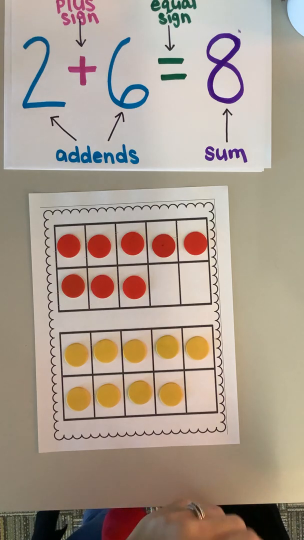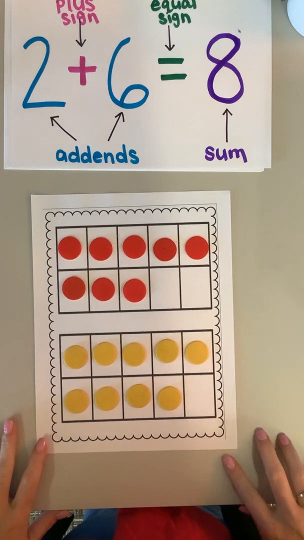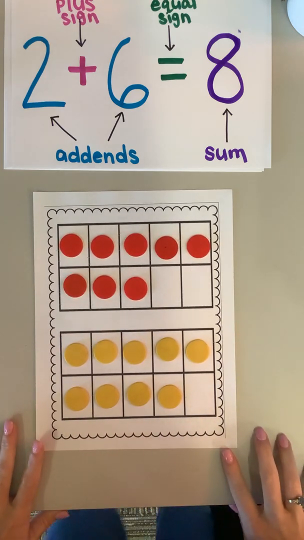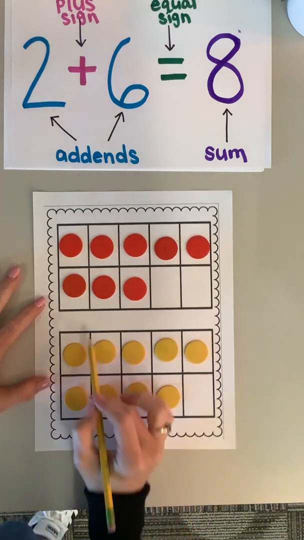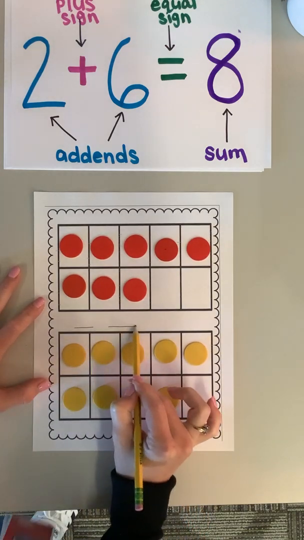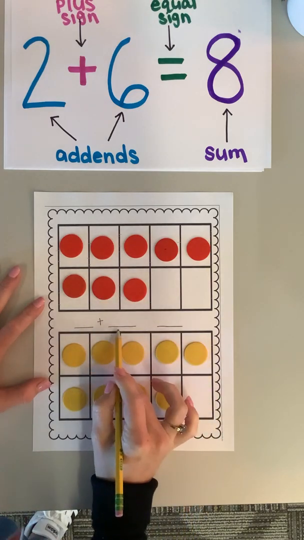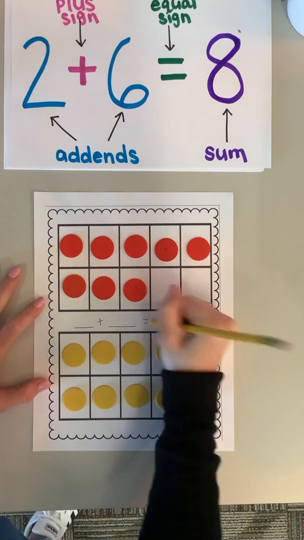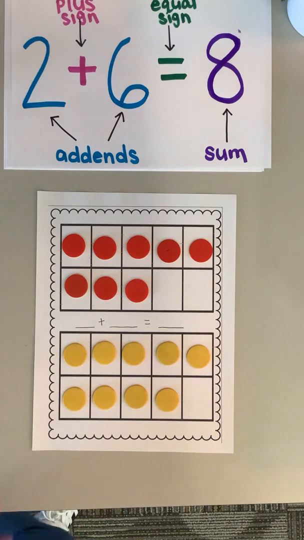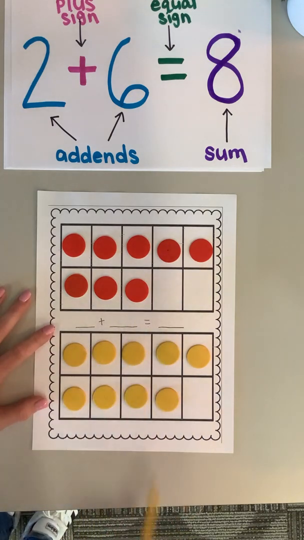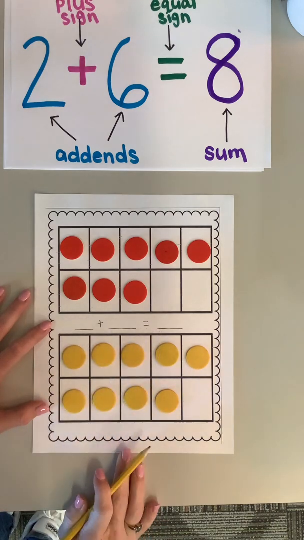Today we are going to be adding the amount of red shirts and the amount of yellow shirts to come up with this sum. The first thing I need to do is find my two add-ins and my sum. My plus sign goes in the middle of my add-ins and my equal sign goes after my add-ins but before my sum. I like to draw this before I solve my problem so I know where everything goes.